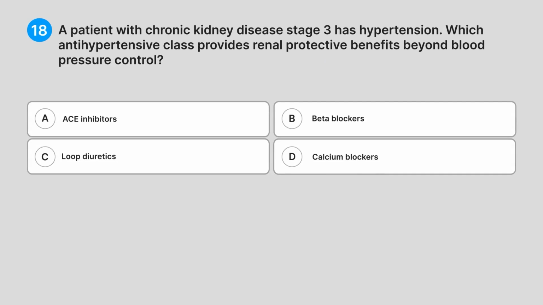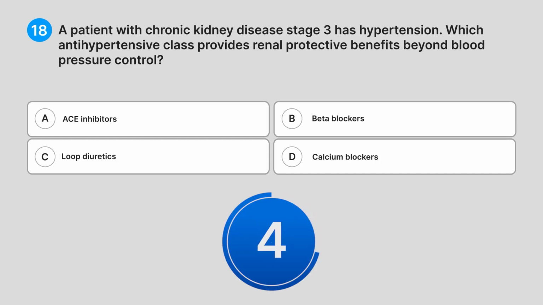18. A patient with chronic kidney disease stage 3 has hypertension. Which antihypertensive class provides renal protective benefits beyond blood pressure control? A. ACE inhibitors. B. Beta blockers. C. Loop diuretics. D. Calcium blockers. Do you know the answer?